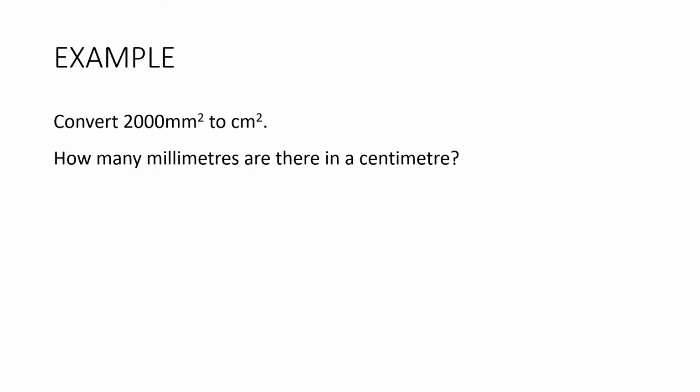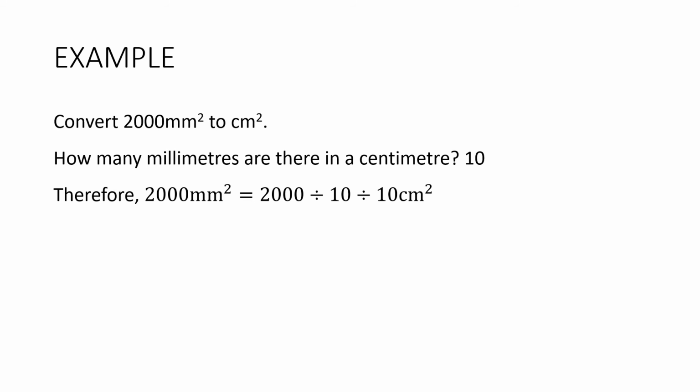Here's our second example. Convert 2,000 millimetres squared to centimetres squared. What's the conversion factor? It's 10. There are 10 millimetres in a centimetre. Do I want to divide or multiply? I'm going from little tiny things into bigger things. So I want less of them. That's divide. So I'm going to do 2,000 divide 10 divide 10. I'm doing the conversion twice because we've got squared units. And our answer is 20 centimetres squared.